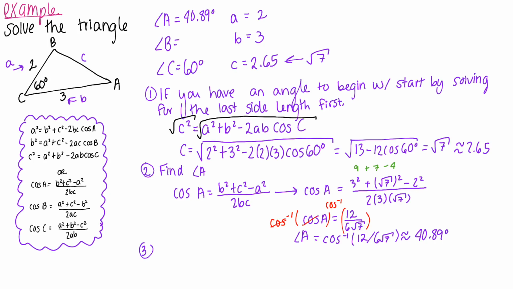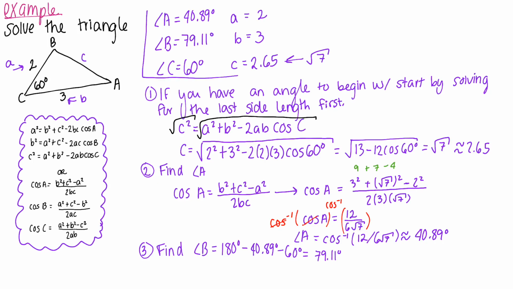Now, to get the remaining angle, that's the easy one. So to find angle B, we just have to take 180 degrees and subtract out the other two angles. So subtract out 40.89 and then 60 degrees. And that's going to leave you with 79.11 degrees. And that's the solved triangle right there.